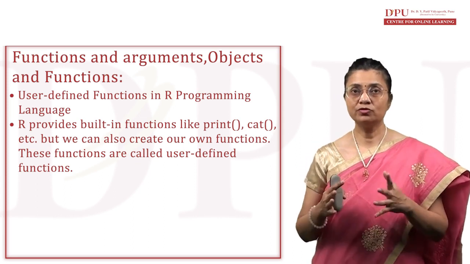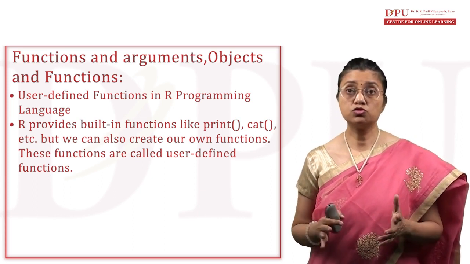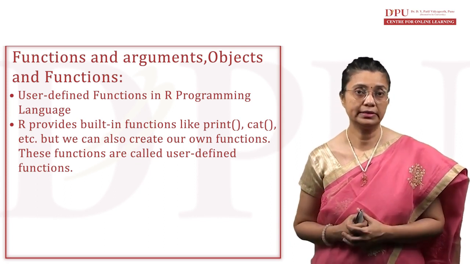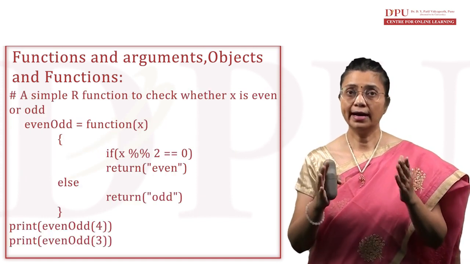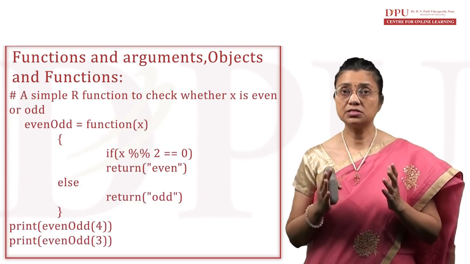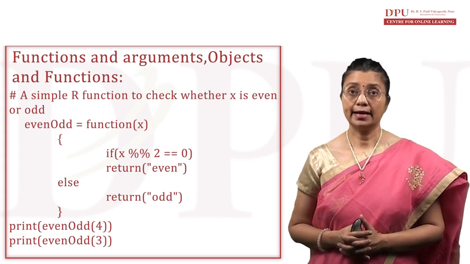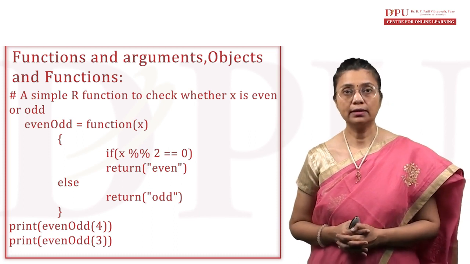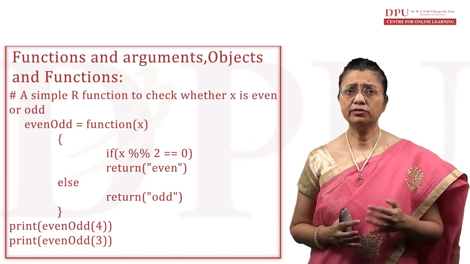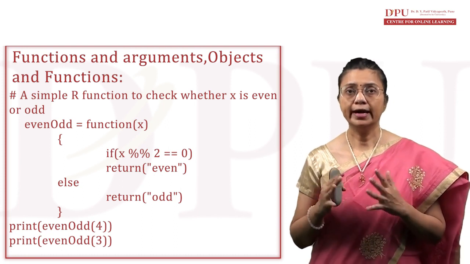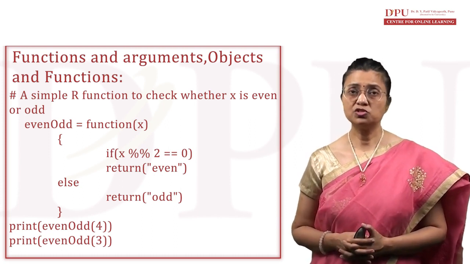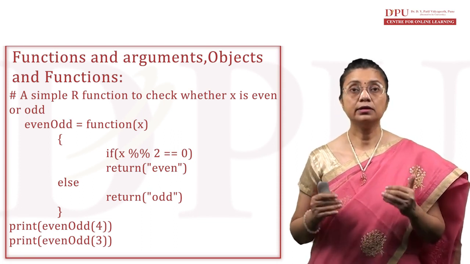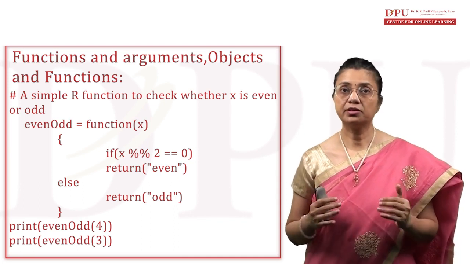So in this example, you will see a simple R function to check whether x is even or x is odd. So how do we go about it? Let's have a look at the function. I have taken a variable even_odd, which is equal to function(x). Now what is this x? This x is a value that I'm passing as a variable. Now in the function I'm writing if x %% 2, which means if I divide x by 2 and the remainder is 0, return even, otherwise return odd.